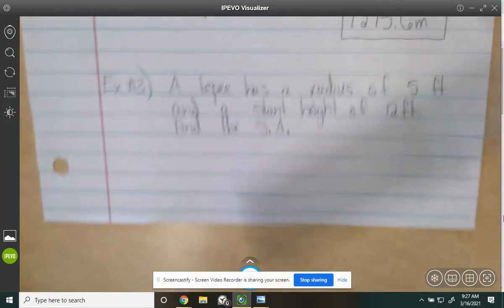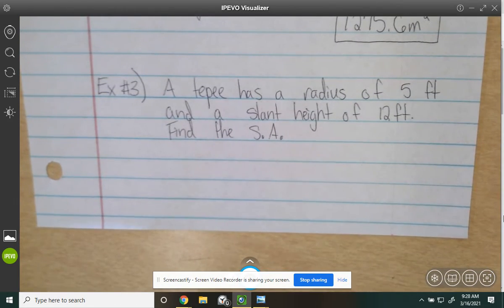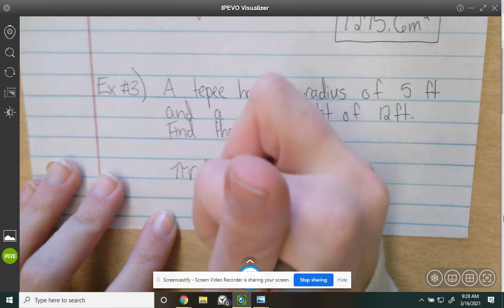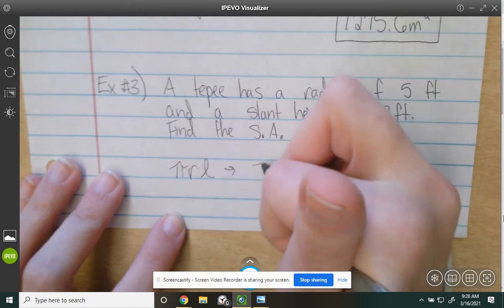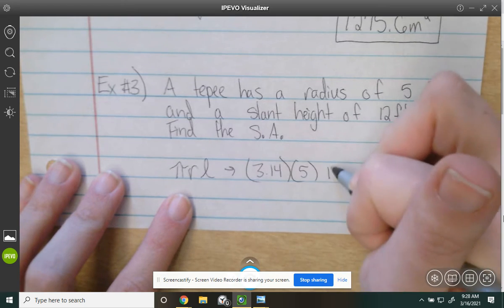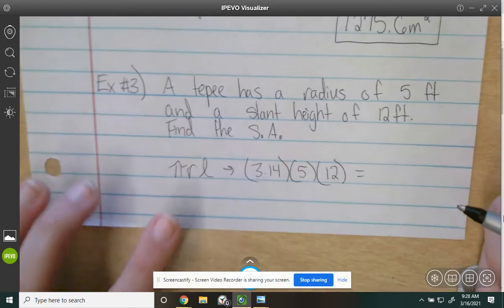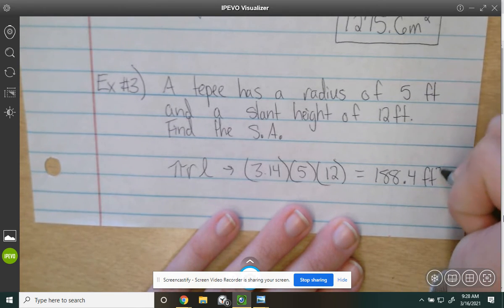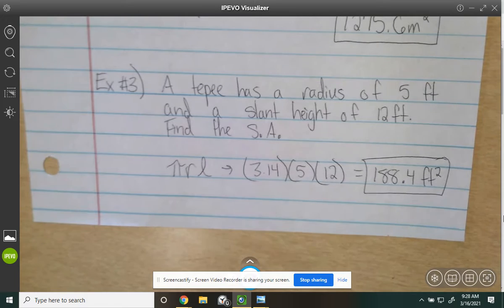Okay, if we are talking about a TP, what part of the TP is missing? The bottom part, the circle. It's just the floor. You don't have a floor in your TP. It's just the dirt floor. So we are just doing the lateral area. So we just do the first part of our equation. My radius is 5. My slant height is 12. If I type that in, I should get this number.